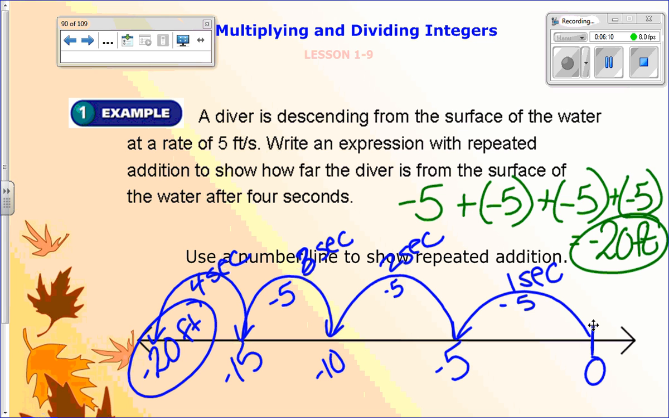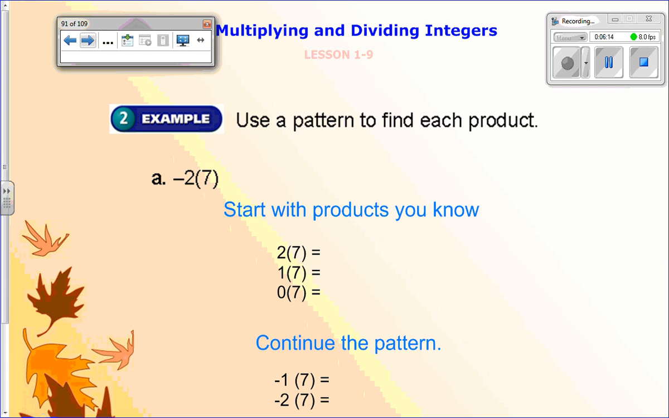You can use a number line and go along that line. You can also use patterns. In lesson 1-7, we started looking at patterns in inductive reasoning. So use a pattern to find each product. Now you can start with what you know. We know how to multiply positive numbers. 2 times 7 is 14. 1 times 7 is 7. 0 times 7, well, anything times 0 is 0.